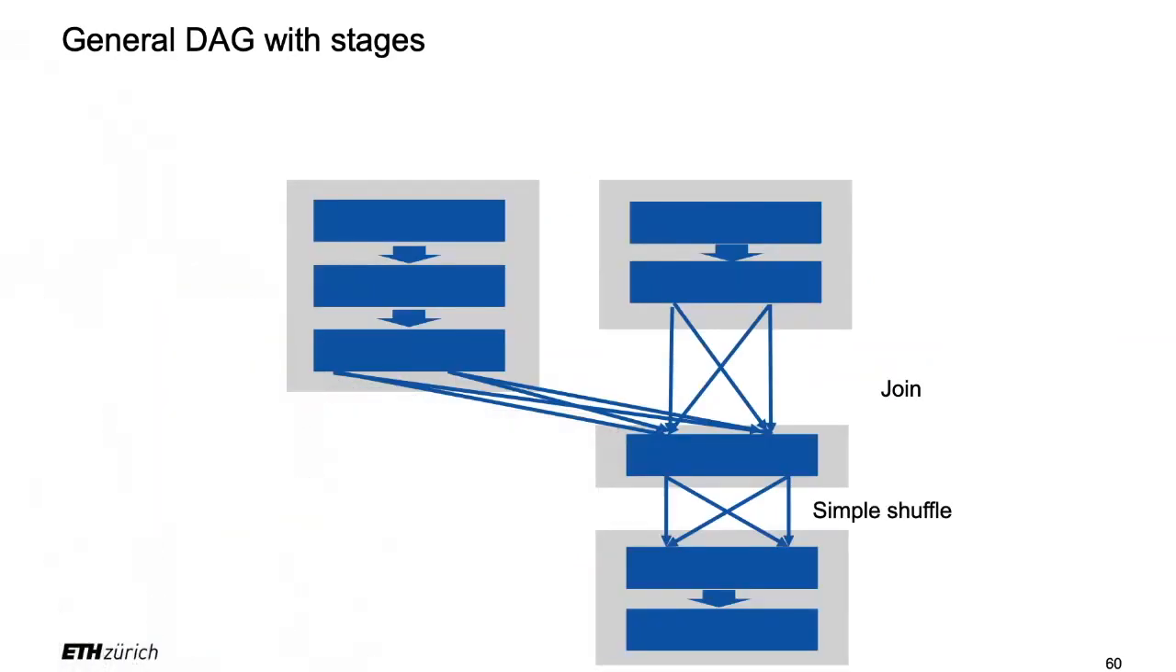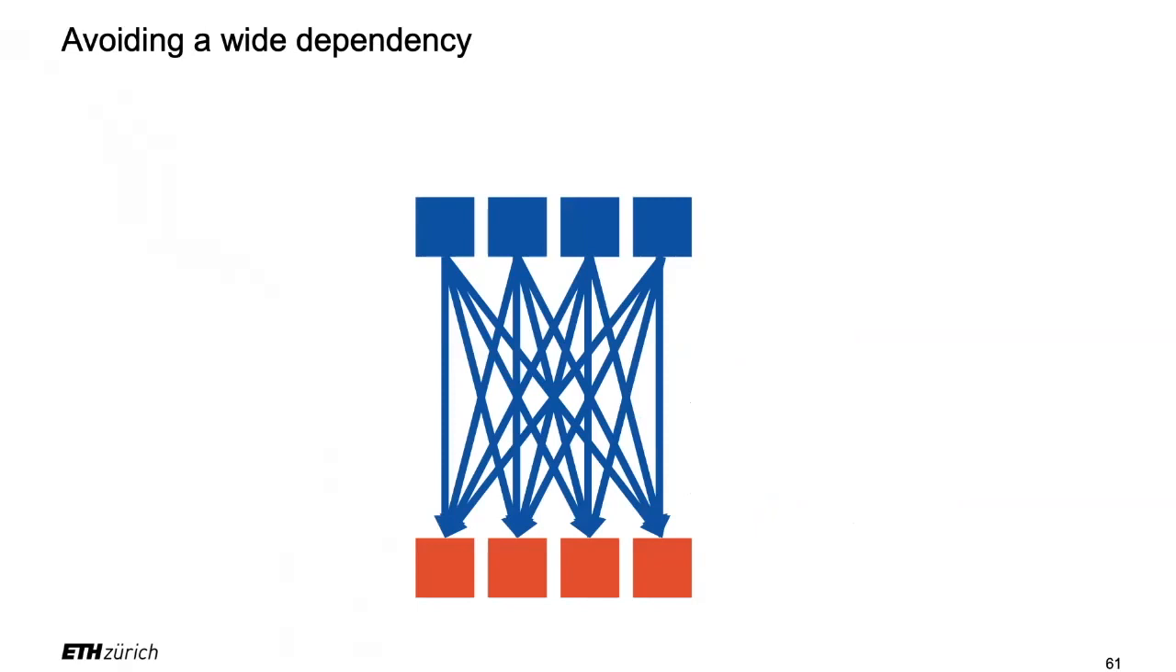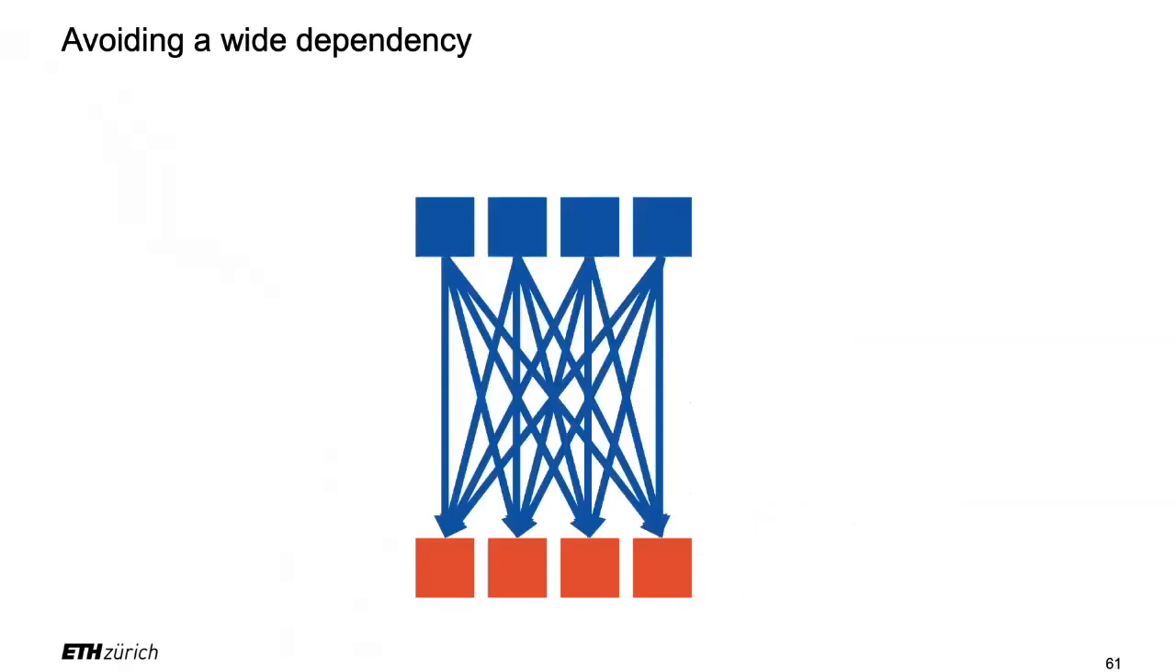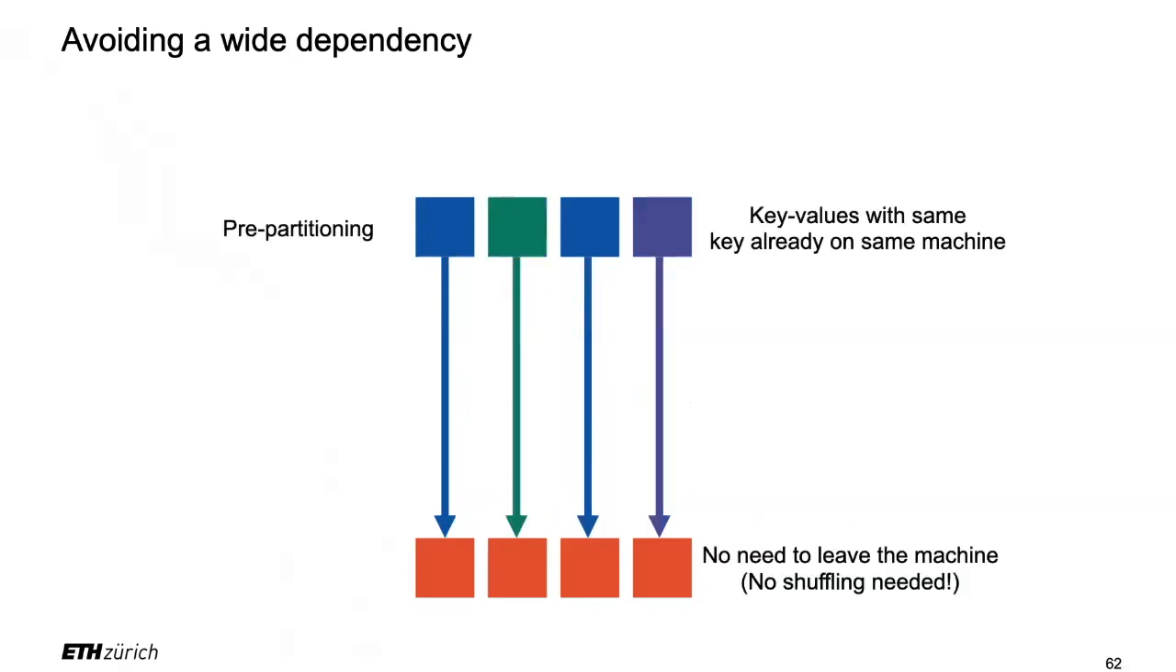Another optimization you can do is that when you have a wide dependency, you might, let me put it that way for a start, you might be lucky. Imagine that you want to group your data, and it so happens that all the keys that are the same are already on the same machines. You're so lucky that this is the case. Then you don't need to shuffle, right? It's already there. The keys are already together on the right machines.